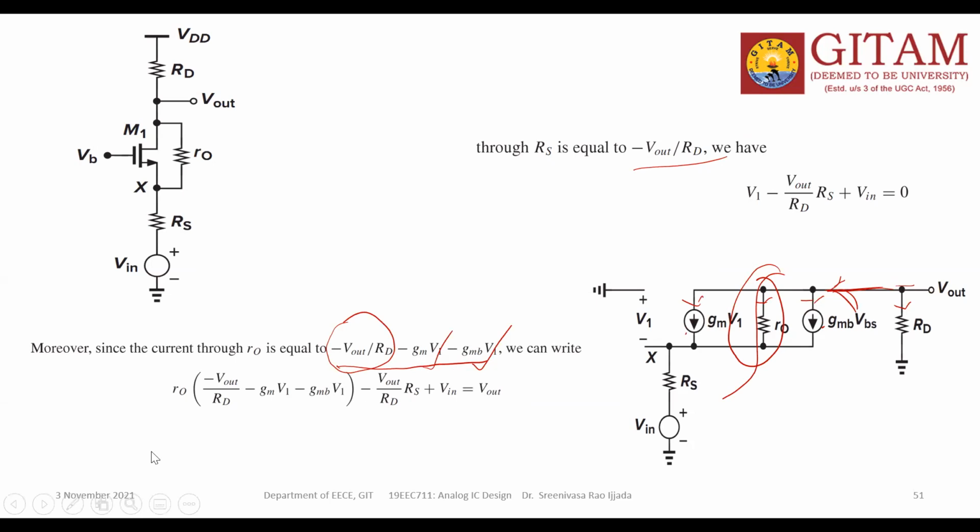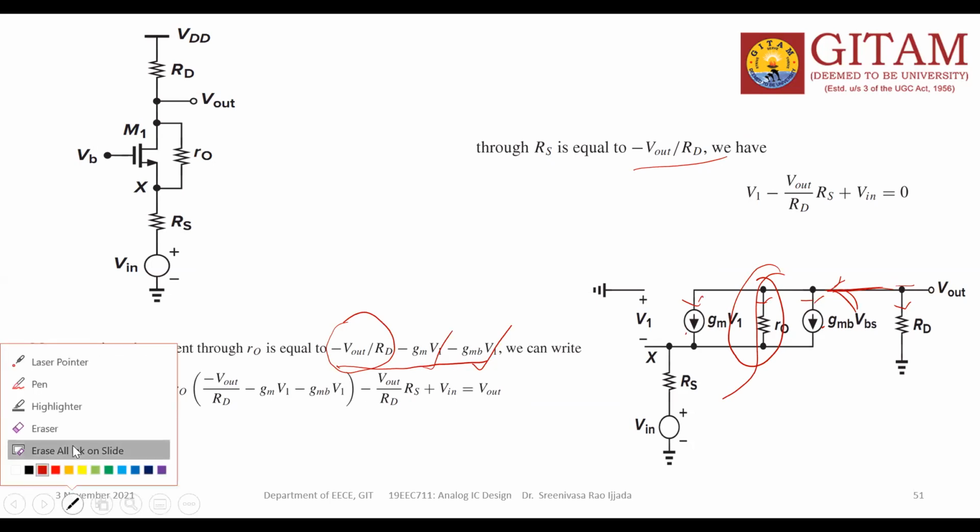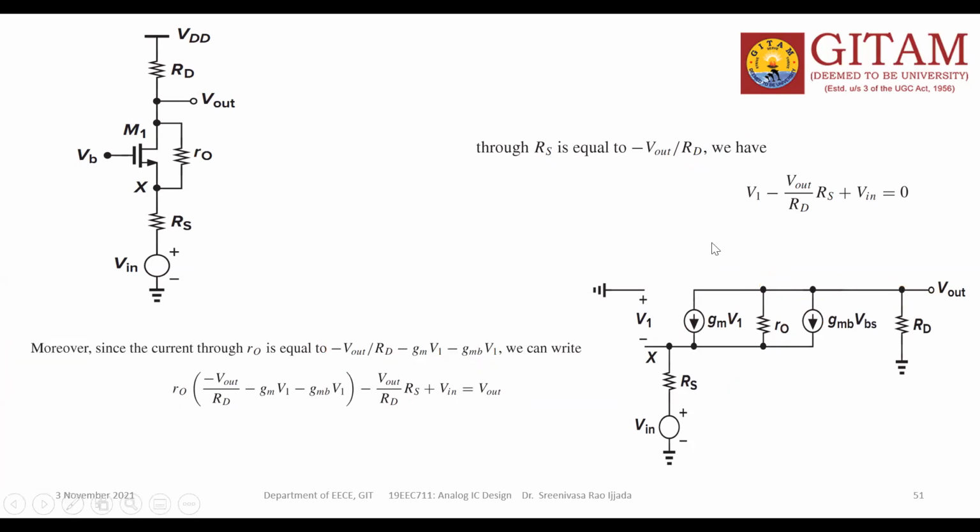Yeah. So now from this equation, what is the V1 value? You can write V1 is equal to V in minus, otherwise plus, V out by RD into RS. I am substituting those values here. R naught into this current, the current to the R naught.